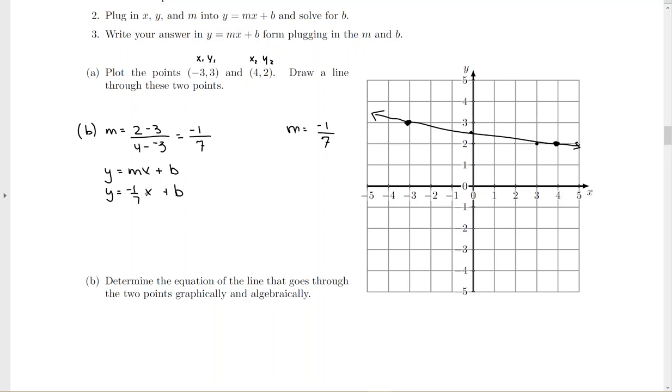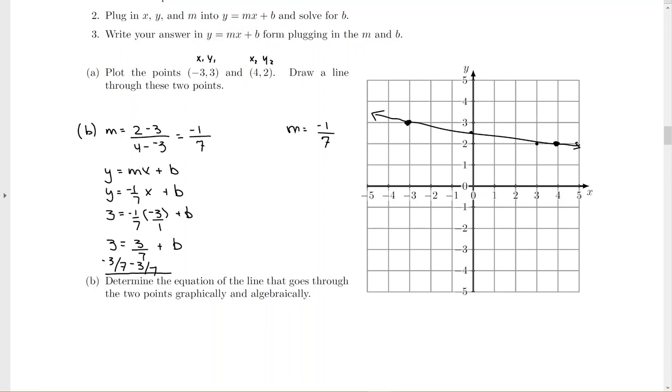Plug in the -3 for x and the +3 for y. So I have 3 equals -1/7 times -3 plus b. When you multiply, you just multiply straight across. So this is 3 equals (-1 times -3) over (7 times 1), plus b. To solve for b, I need to subtract 3/7 from both sides.